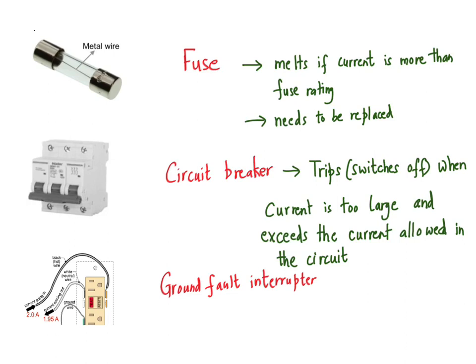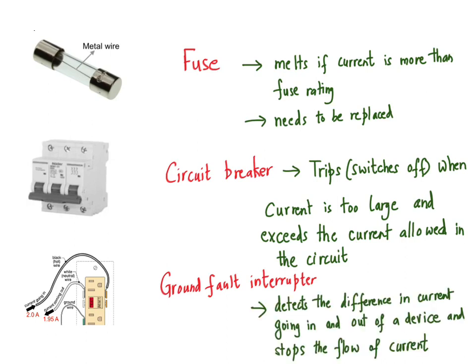Ground fault interrupters are specially for appliances and devices. What it does is it detects the difference in current going in and out of the device, and if it detects a difference, then it will stop the flow of current. Normally, current going in and current going out of the circuit should be exactly equal. But if there is any leakage of current, then there will be a difference between current going in and current going out. The ground fault interrupter detects this leakage, this difference in current, and then it will switch off and stop the current flowing into the appliance.